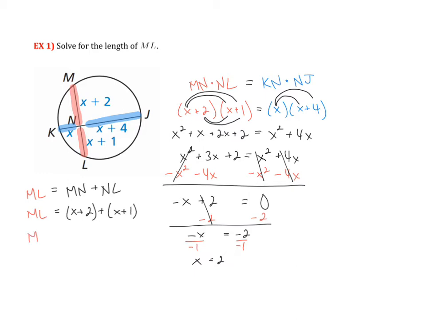You could, if you would like, combine like terms right now, but because I already know the value of x, I'm going to go ahead and substitute that in. So we get 2 plus 2 plus another 2. I needed to substitute in two 2's because I have 2 x's plus 1. And then adding this all together, we find that ML is equal to 7 units.